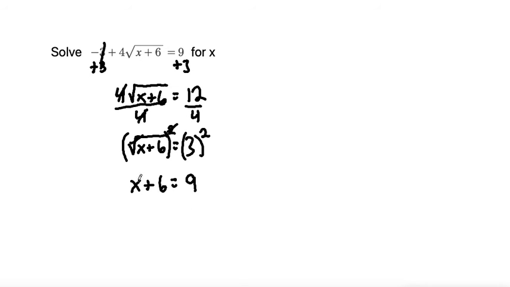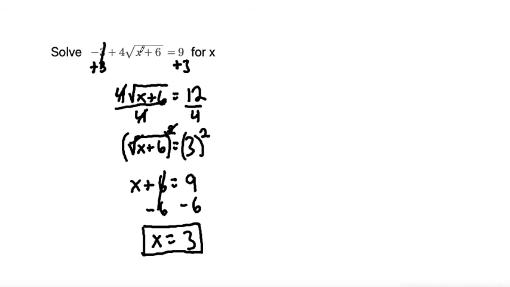And the last thing to get the x by itself is to move this plus 6 to the other side. We can do that by subtracting 6, since plus 6 and minus 6 are inverse operations, to leave us with x is equal to 9 minus 6 is 3. So that is our one solution that we get from this problem.